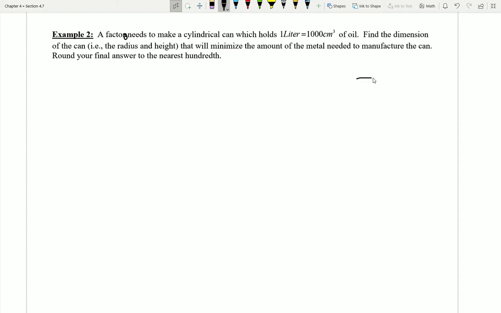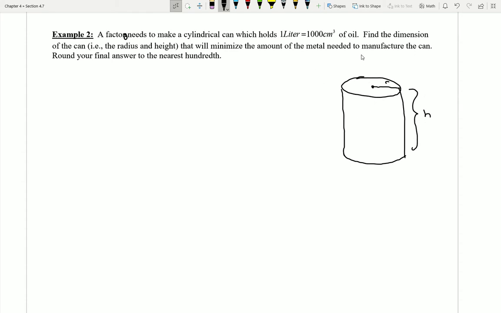Now you can start to understand the scenario here a little bit by drawing out a picture. Imagining that I have a cylindrical can that looks like this, I can see that this can is going to have a radius for that top and bottom circle, and of course it's also going to have a height over here on the side.